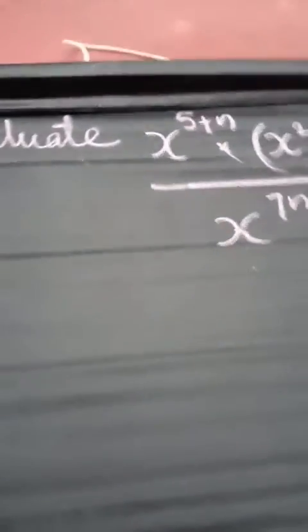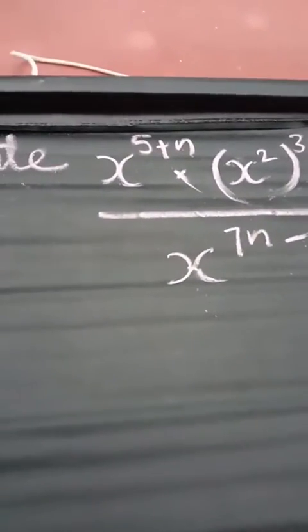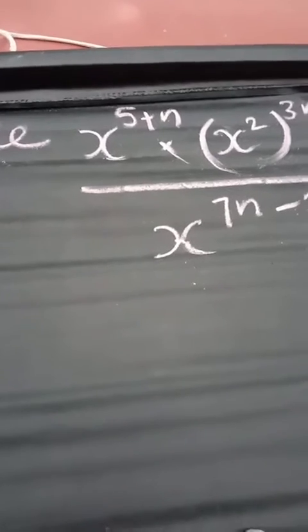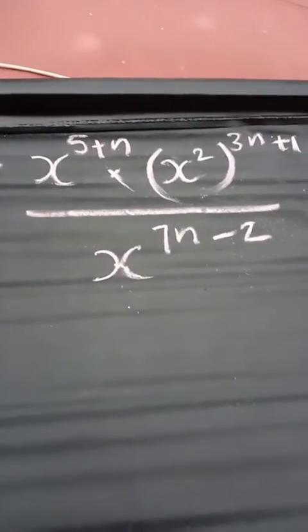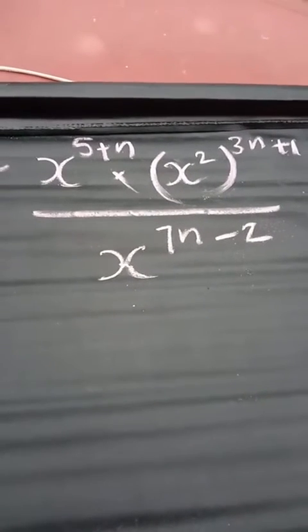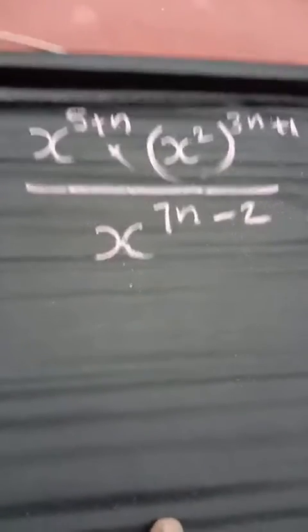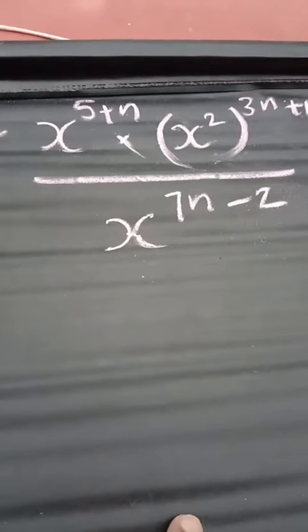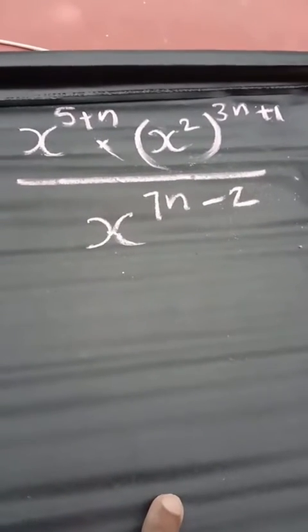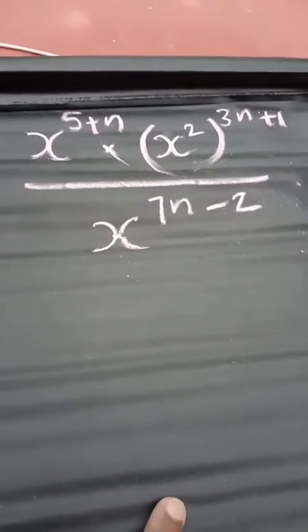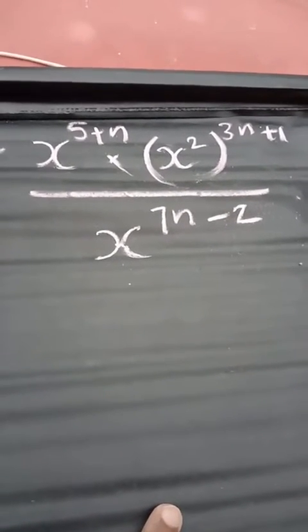Exercise 2B, ninth question: evaluate (x raised to 5 plus n into (x square) whole raised to 3n plus 1) whole divided by x raised to 7n minus 2. Look here.